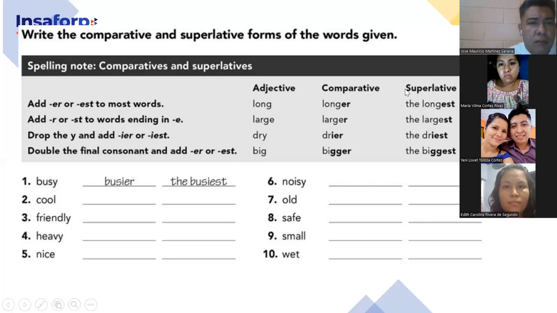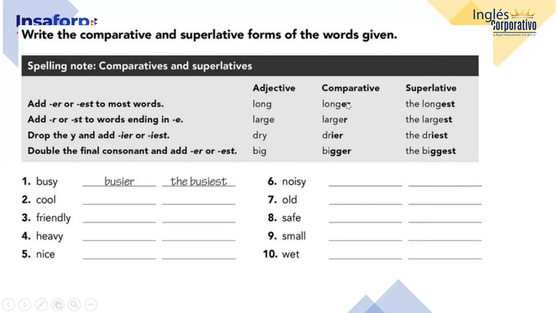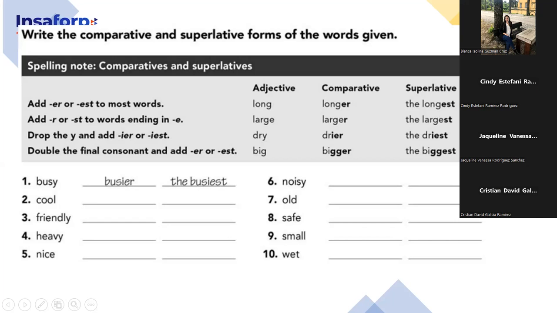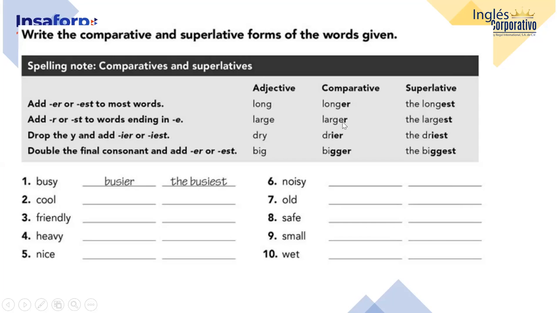Okay, here we have the comparatives and superlatives. Some extra rules, as you may see. It says add ER or EST to most words. For example, the adjective long, comparative longer, and the superlative is going to be longest. Also, we add R or ST to words ending in the letter E, like larger, largest.